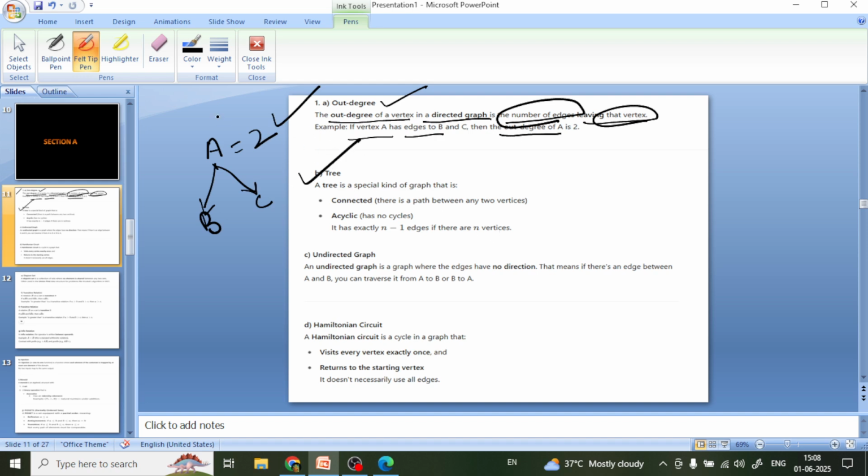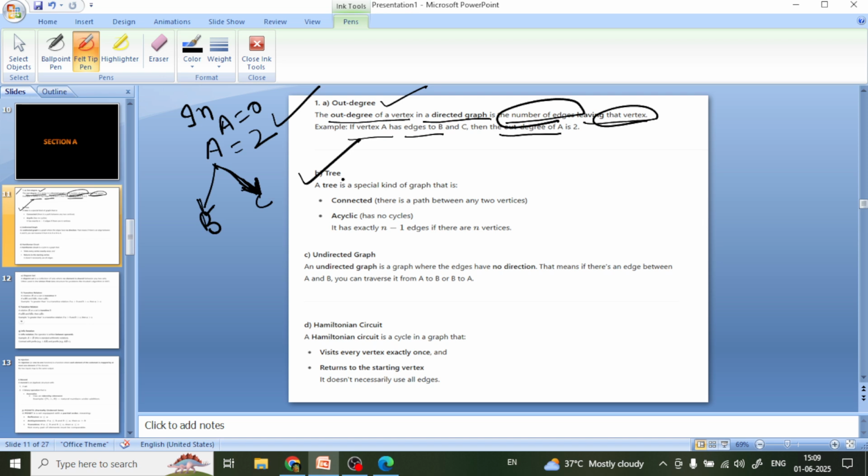But if you are given in degree in the question, what is in degree? Then you can say in degree of A is equal to 0, because A to B is present, A to C is present, but there is no edge drawn from B to A. You can see the arrow symbol.